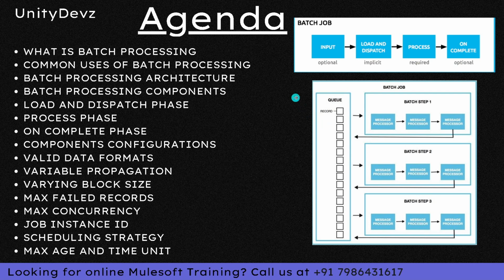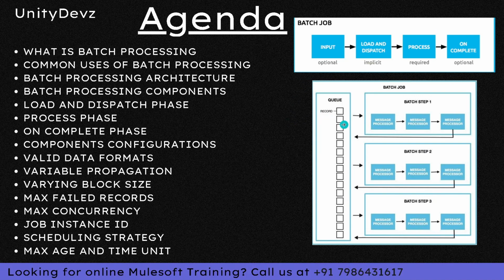So guys, as you can see in this diagram, we have an input which acts like a message source, and after that a load and dispatch phase happens, okay, in which those messages are split and transferred to the persistent queue. And after that the processing phase will start, which is basically the batch step phase, and in the end we have an on-complete phase where we get the summary of all the records which were processed previously, how many failed, how many passed, how many were loaded. So we will get the whole summary of records.